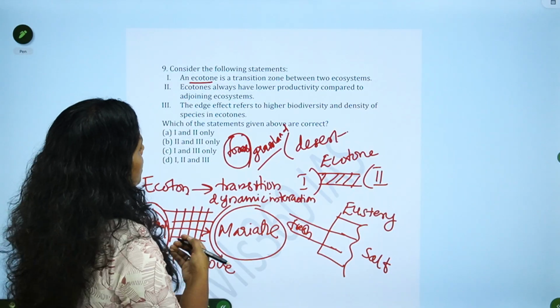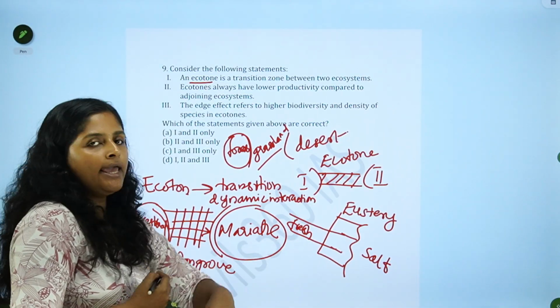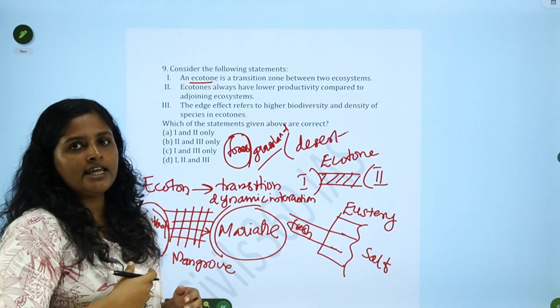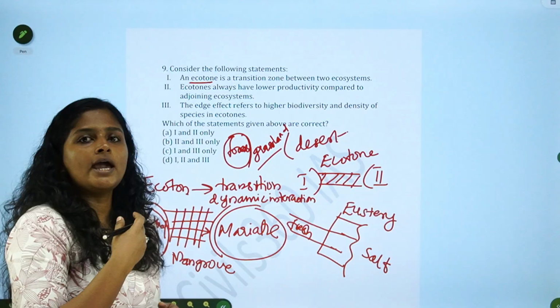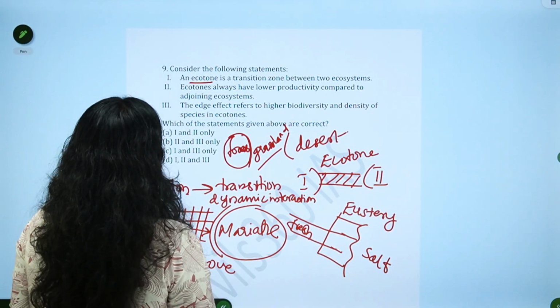Now, since these areas have species from both the ecosystems, they can be the areas of high productivity. They are rich in species, so they are areas of high productivity. Now go through the question.